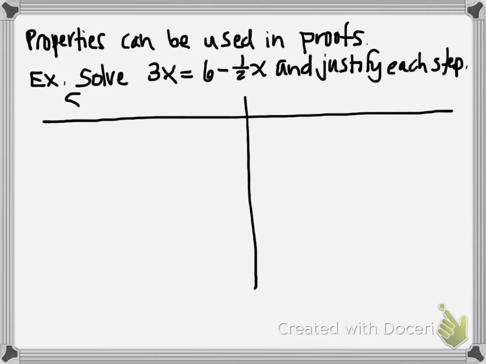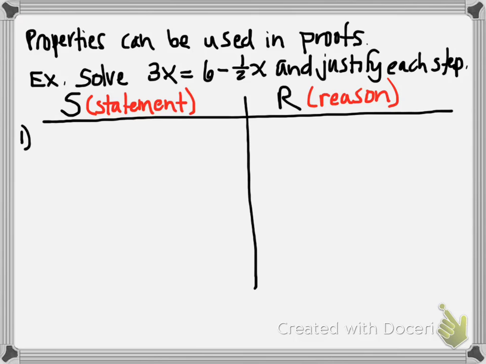We have S, which stands for statement. So we start with what we were told in the problem, and then we do what our math is. Again, let me go over that as I go. And an R, which represents the reason. For every statement you make, you need to give me a reason why you can make that statement. So the protocol when we're doing proofs is we number our statement and corresponding reason with the same number.